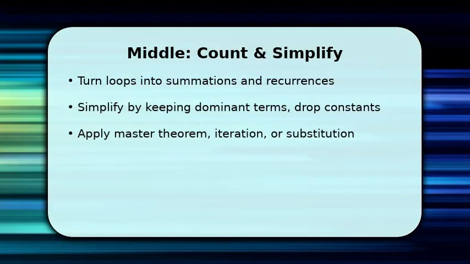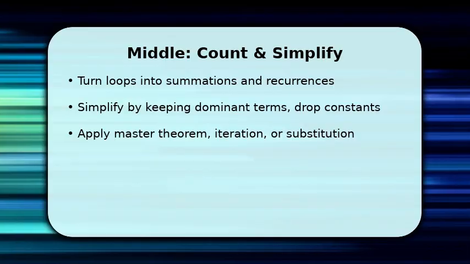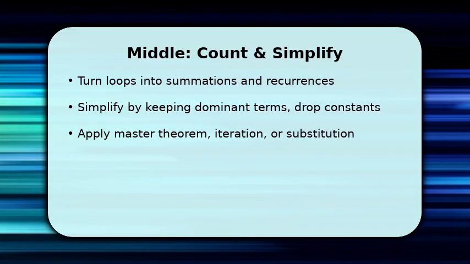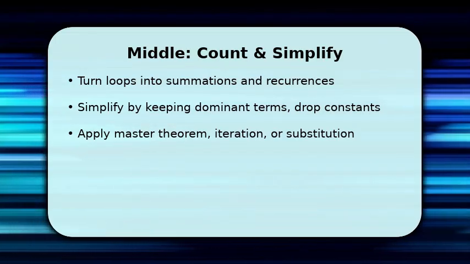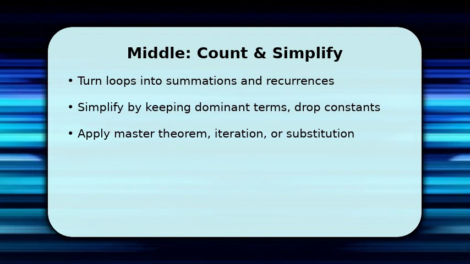You now convert code structure into math. Write loop costs as sums and recursive splits as recurrences. Once that representation exists, identify growth of each term, keep the dominant term, and discard constants and lower-order terms to focus on asymptotic behavior. Then choose a solving method: iteration for simple loops, substitution for tailored recurrences, or the master theorem for standard divide-and-conquer patterns. Make sure to justify each simplification so the final bound stands up to scrutiny.